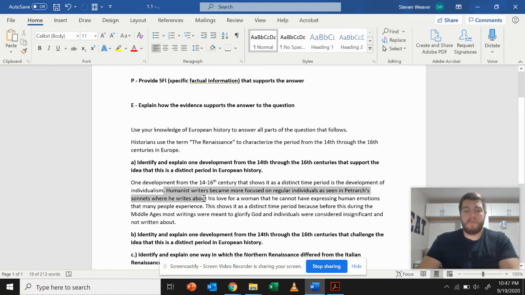Now, my next sentence is going to be specific factual information that supports the answer. Humanist writers became more focused on regular individuals, as seen in Petrarch's sonnets, where he writes about his love for a woman that he cannot have, expressing human emotions that many people experience. So you can see it's a long sentence, kind of a complex sentence. It goes on for a little bit. Your grammar and spelling is not going to be graded on these as long as they can make out what you're saying. Make sure you write it neat.